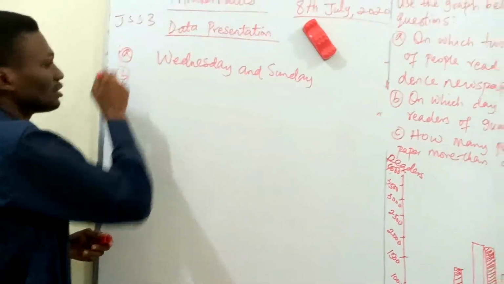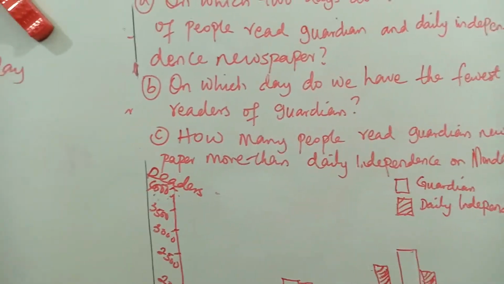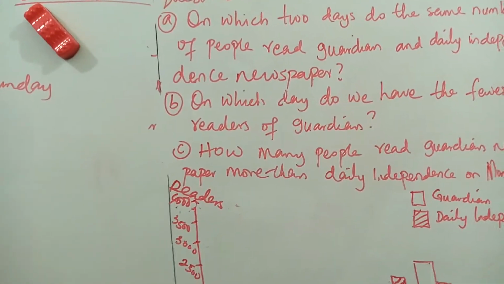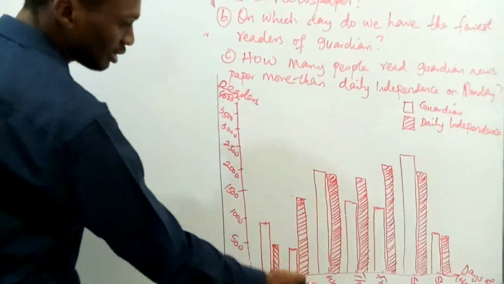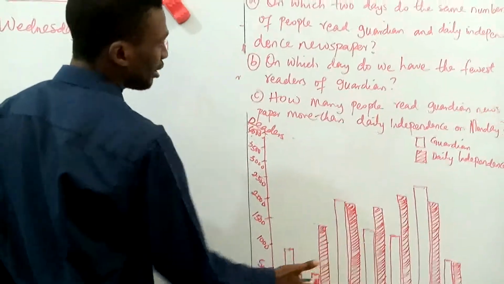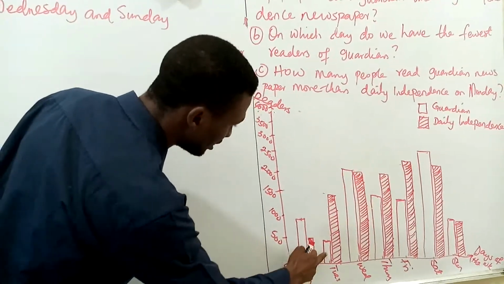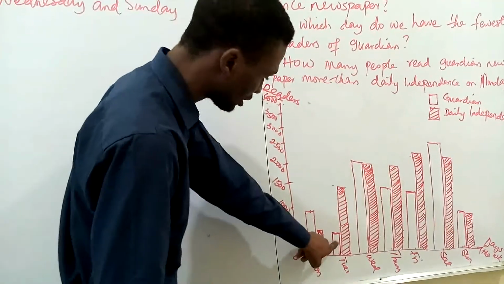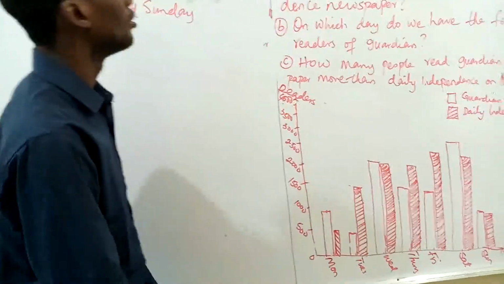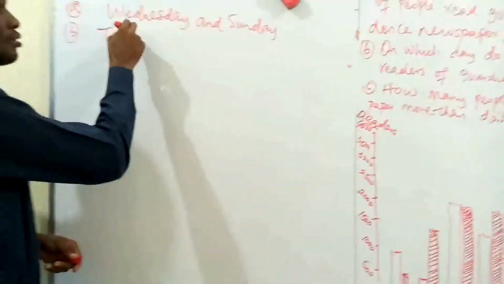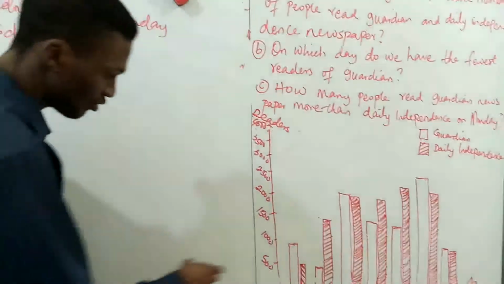The second question says, on which day do we have the fewest readers of Guardian? We say that our unshaded bars represent Guardian newspaper. We check the shortest unshaded bar. The shortest unshaded bar represents the fewest readers of Guardian. You can see the unshaded is on Tuesday. This should be the shortest unshaded bar in our accompanying bar graph. So on which day do we have the fewest readers of Guardian? On Tuesday we have the fewest readers of about 500 people.